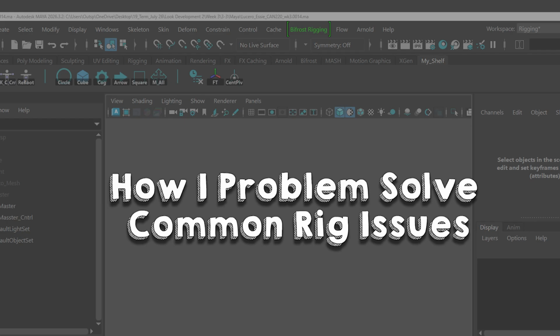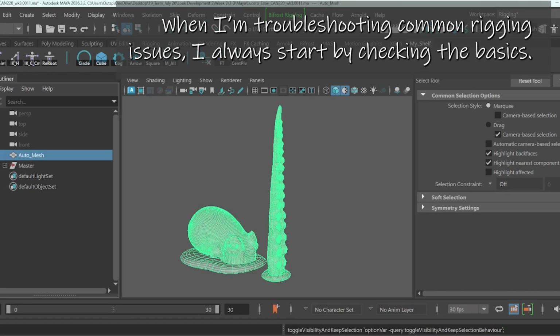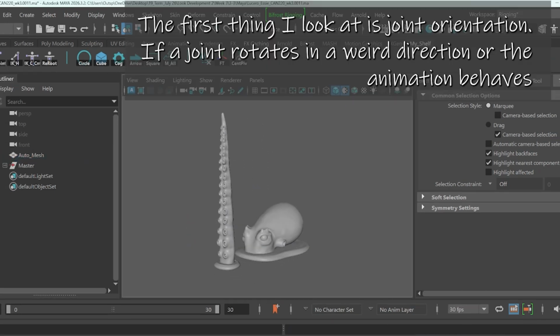How I problem solve common rig issues. When I'm troubleshooting common rigging issues, I always start by checking the basics. The first thing I look at is joint orientation.